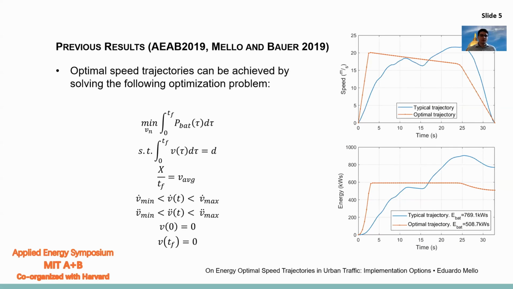It was previously shown that optimal speed trajectories can be achieved by minimizing the energy at the battery of a vehicle, given some constraints such as the segment length, the average speed, maximum and minimum accelerations, as well as maximum and minimum jerk, and zero boundary conditions. Here on the right, you can see an example of an optimal speed trajectory, and you can see it can generate significant savings in comparison to a typically seen trajectory, in this case, a distilled version of the FTP75.